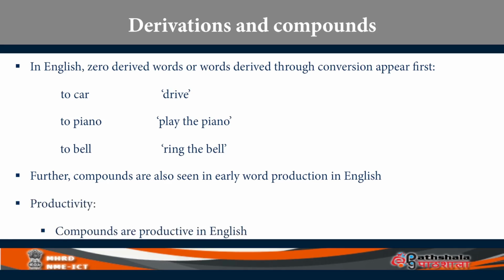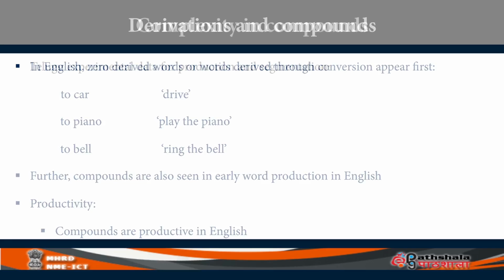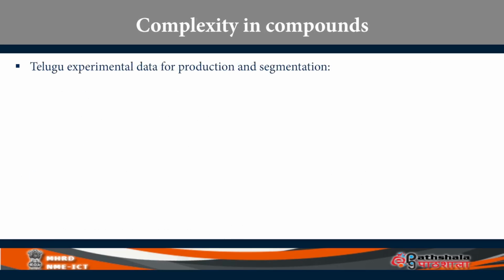Compounding is a very productive process in English, and as a result of this productivity, we conclude that compounds appear earlier in the speech of children. Compounding is also a very productive process in Indian languages. In Telugu compounds, we notice that complexity of the compound makes a difference to children's ability to produce and segment them.